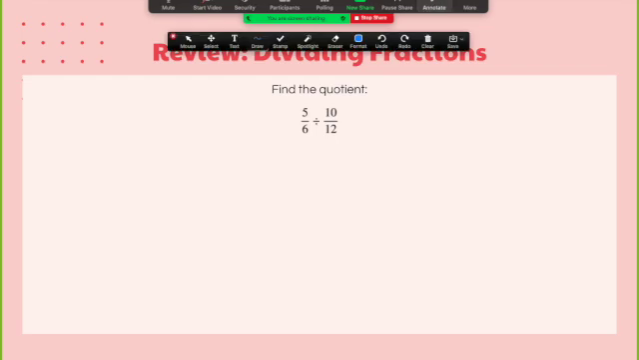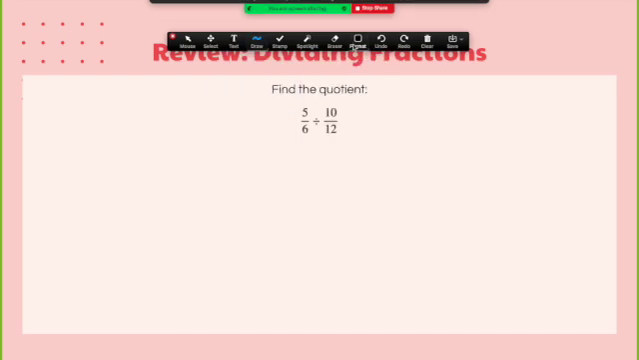Alright, so right here, we're being asked to divide the fractions 5 over 6 divided by 10 over 12. Now, if I'm going to divide, I need to first change my division sign into a multiplication sign. And then I need to flip the fraction, where the 12 is going to go on top instead and the 10 is going to go on the bottom. And for the 5 over 6, I just leave it be.